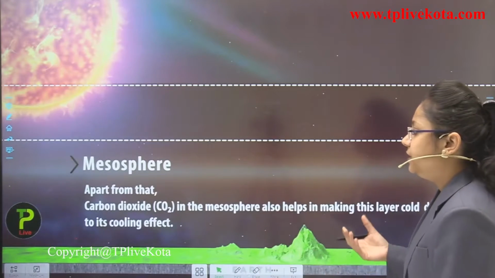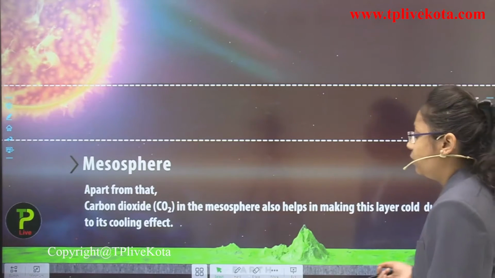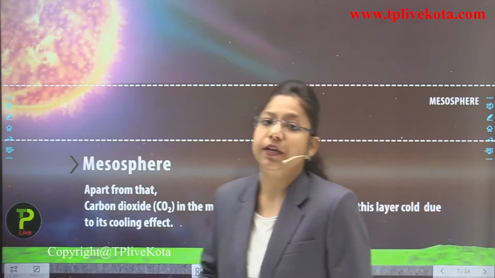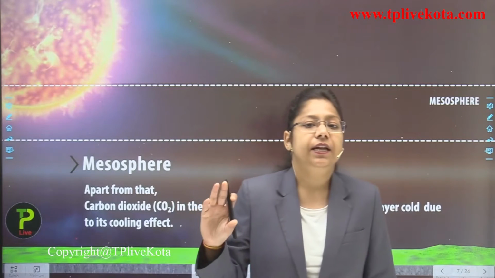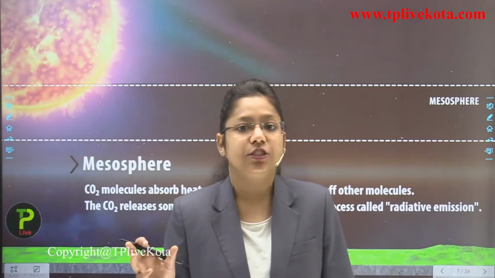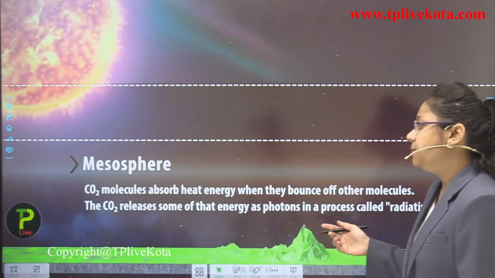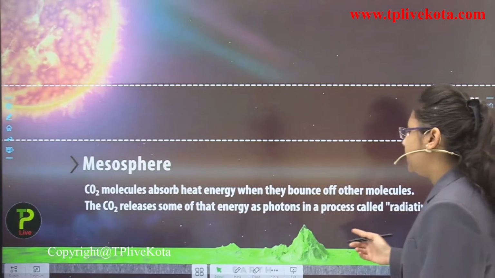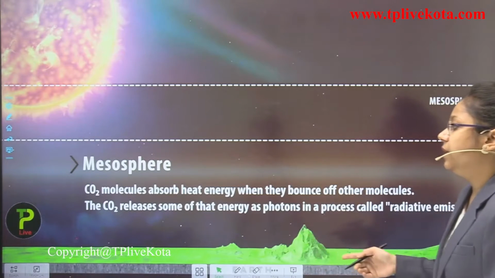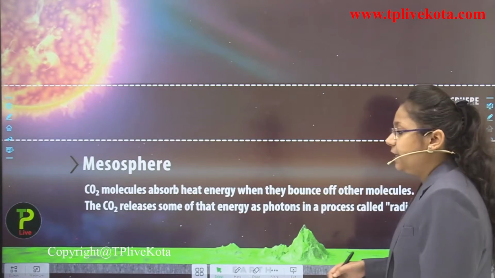Okay, now next, apart from that, carbon dioxide in the mesosphere also helps in making this layer cold due to its cooling effect. Actually, carbon dioxide, when it turns into solid, is known as dry ice. So it is just giving the cooling effect to this layer. CO2 molecules absorb heat energy when they bounce off other molecules. The CO2 releases some of that energy as photons in a process known as radiative emission.